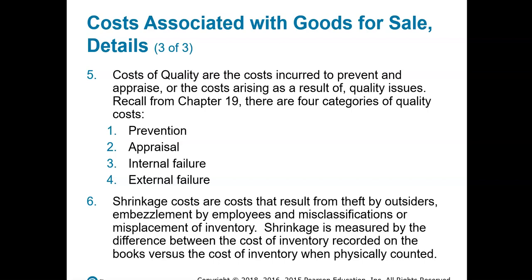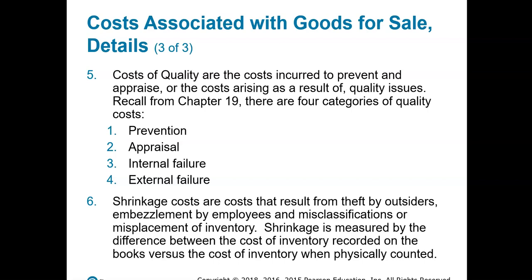And then finally, shrinkage costs are costs that result from theft by outsiders, embezzlement by employees, misclassifications, or just simply misplacement of inventory. Shrinkage is measured by the difference between the cost of inventory recorded on the books versus the cost of inventory when physically counted. And if you remember from financial accounting, usually on a yearly basis, whether you're in a perpetual or periodic system, you're going to do a physical count once a year, and then you're going to adjust the book for shrinkage to make the book value match what is actually on the shelves.